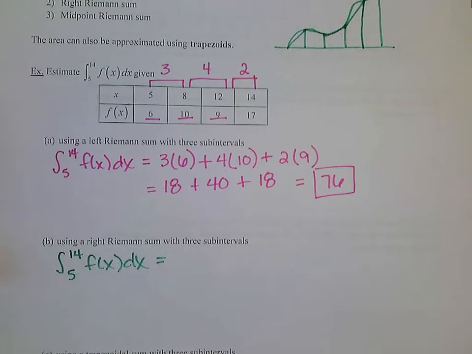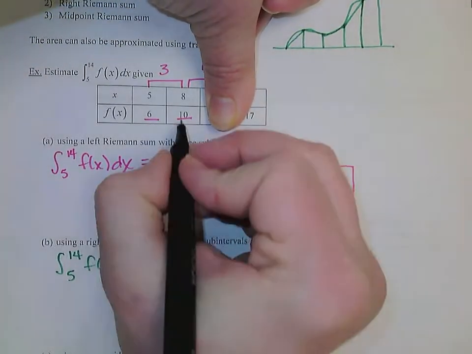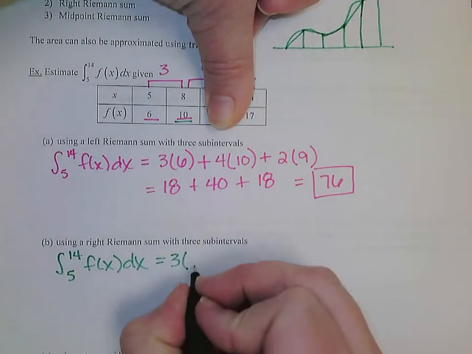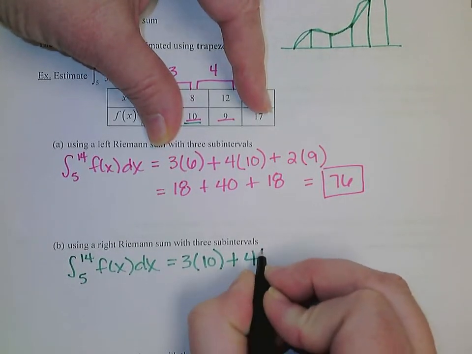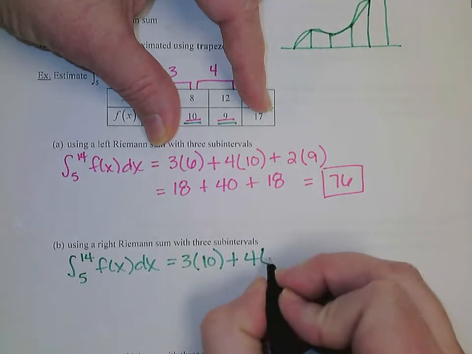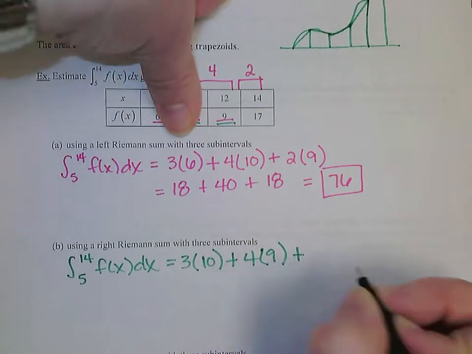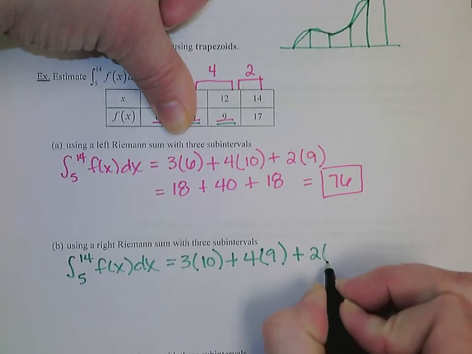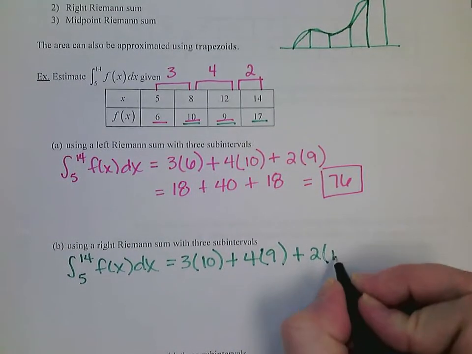So my first partition still has a width of 3, but now its height will be the right function value, 10. My next partition still has a width of 4, but its height now will be the right side function value, 9. And then my last partition has a width of 2 and a height equal to the right function value, 17.